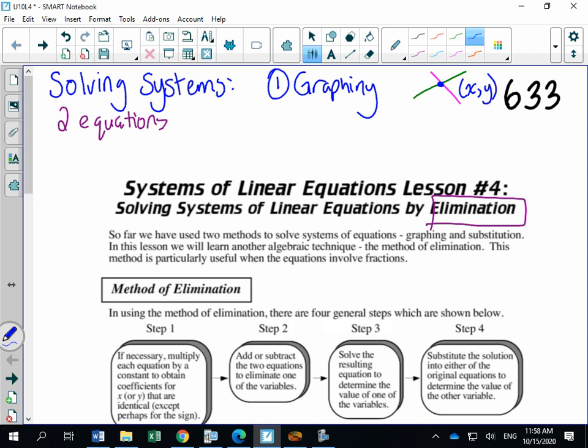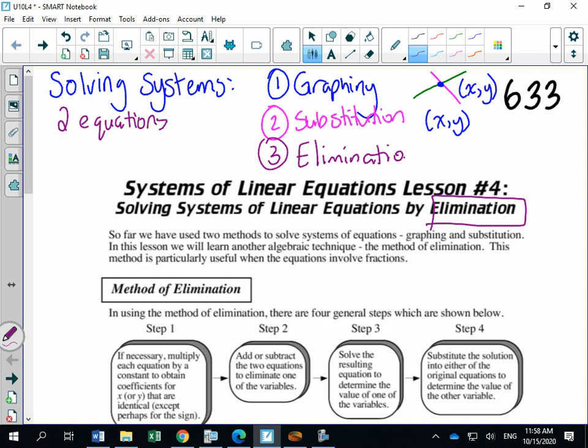An alternate way is what we did yesterday, which was called substitution. That's where we solved one of the equations for one of the letters. So we said like y was equal to, and we plugged that into the second equation. So that's called substitution, and substitution gives us an x, y coordinate. So the same thing. The third and last way we could solve systems is a method called elimination. And again, we're going to get an answer that's going to be a coordinate.